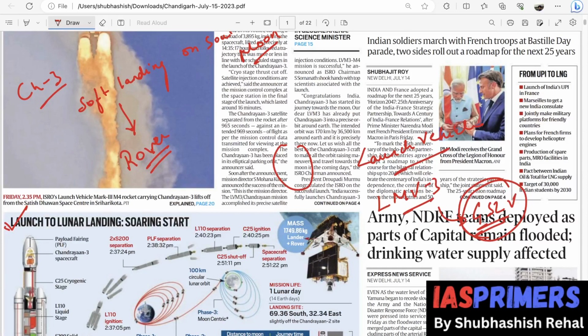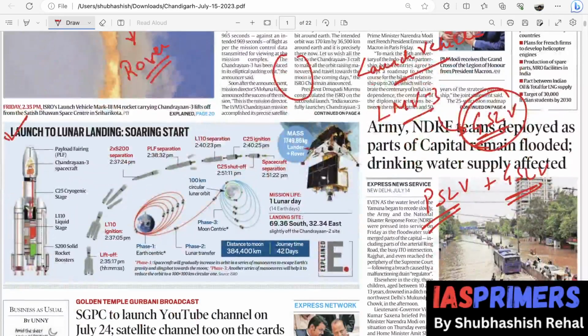Now ISRO has mainly two types. One is the PSLV, Polar Satellite Launch Vehicle. It is for lesser load, lesser weight, lesser distance, while GSLV is for heavy capacity. And the key differentiator with the GSLV is that it has a cryogenic engine. So it has a cryogenic stage, that is liquid hydrogen and oxygen. Liquid gases are there. So this is a very difficult technology to establish.